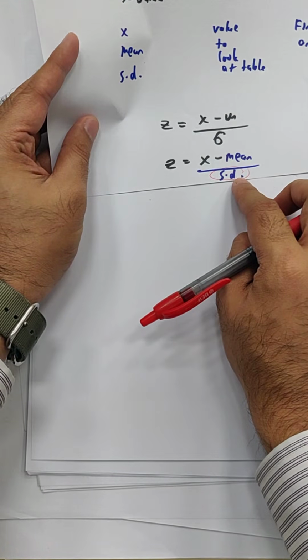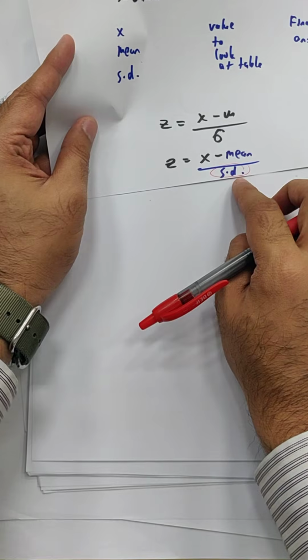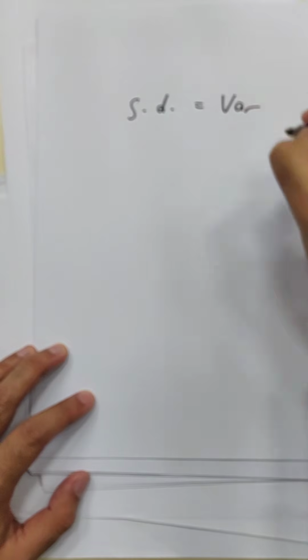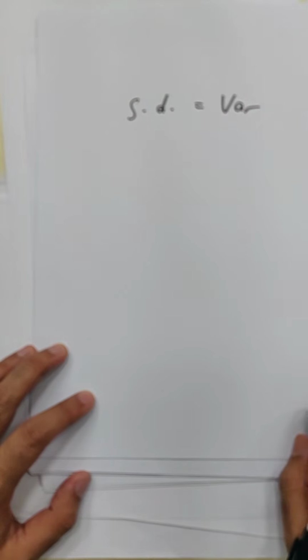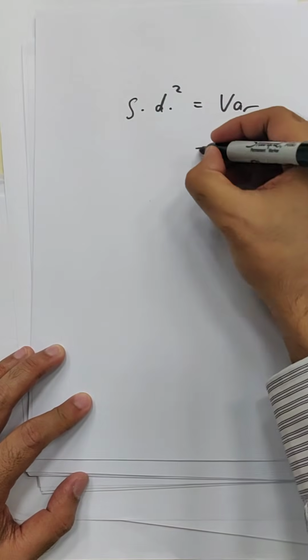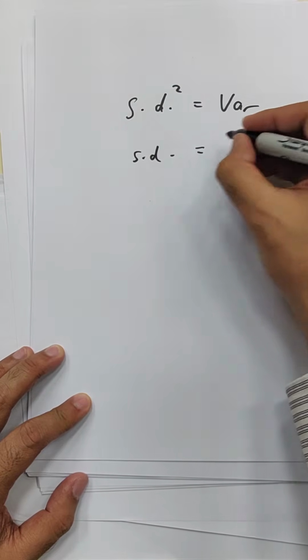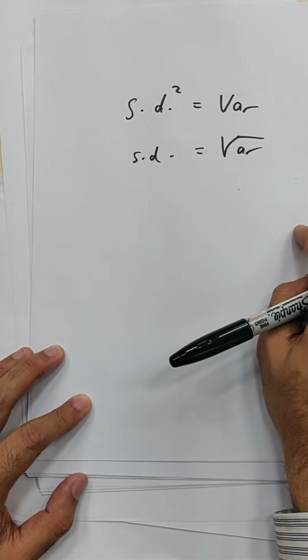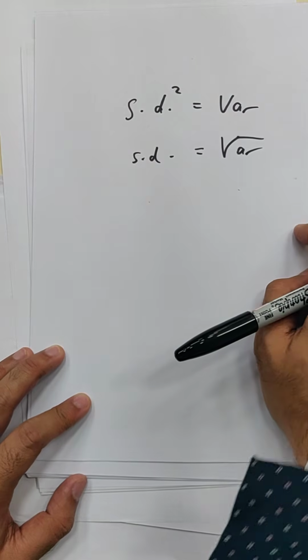Do you remember the connection between standard deviation and variance? What do we know about them? Standard deviation is the square root of variance. Okay? That's a quick way of memorizing.